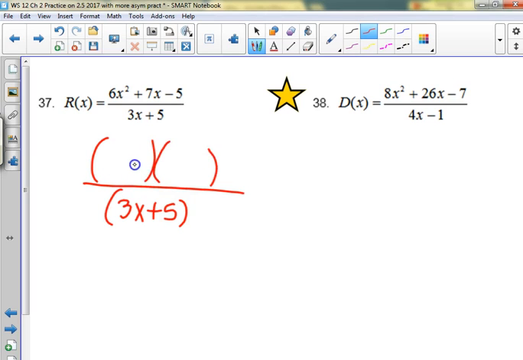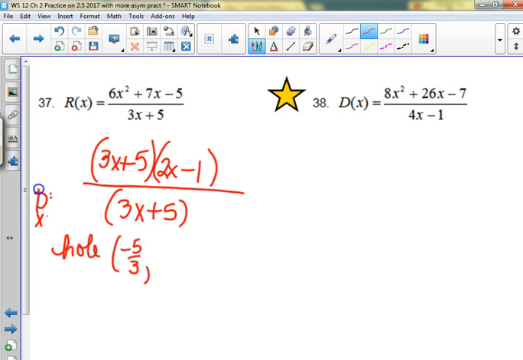Does this factor? I'm wondering if it has a hole. Actually, I think it does. Does that work? This would be positive 10 minus 3 would be 7 in the middle. So what's happening? There's a hole at -5/3. The domain would be x cannot equal -5/3.